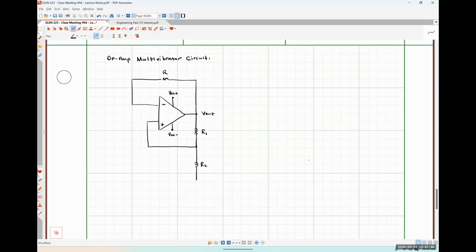Down that left-hand branch, I'm going to have my capacitor C, like so. And then I'm going to apply my ground node here at the bottom, okay?